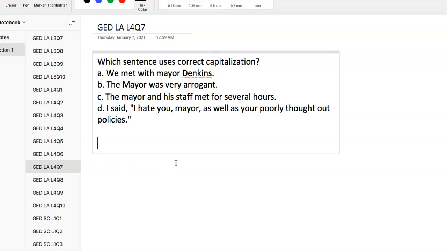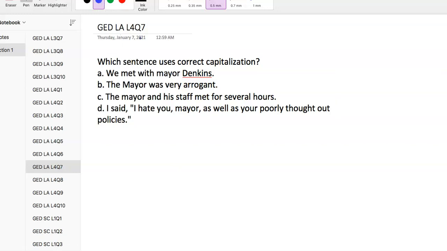Which sentence uses correct capitalization? Okay, so we have a mayor example in each of these questions. Our basic rule is we do not capitalize a title, such as mayor, unless it refers to a specific person. But if it does refer to a specific person, then we do capitalize it.